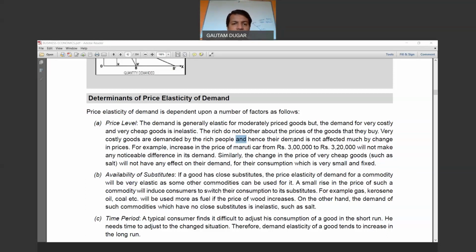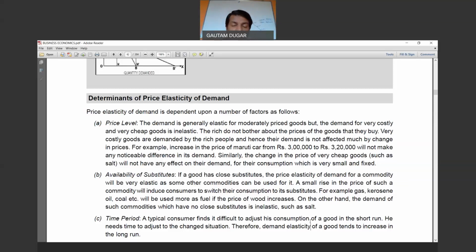For costly goods, why inelastic? Because for the rich people, it doesn't matter what the price level is. The next point is availability of substitutes. Commodities which have very close substitutes in the market, in their case, the demand would be elastic, greater than 1. And commodities which do not have close substitutes available in the market, the demand would be inelastic.